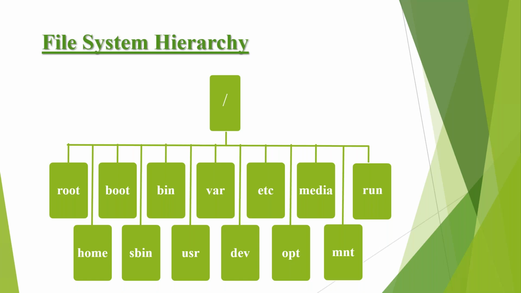Up to RHEL 6, boot contains the kernel. Up to RHEL 6, media contains external devices information. From RHEL 7 onwards, the kernel is stored under run. Boot contains only bootable files, not the kernel. Run contains the kernel, and external devices information is also maintained by run.